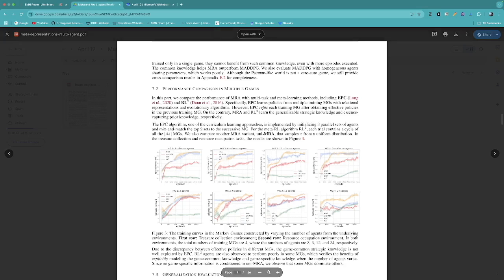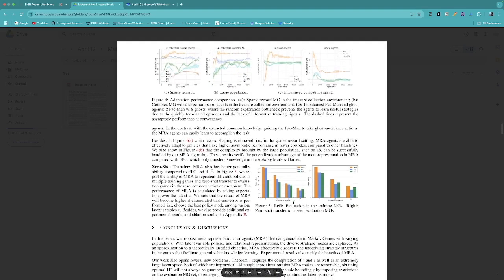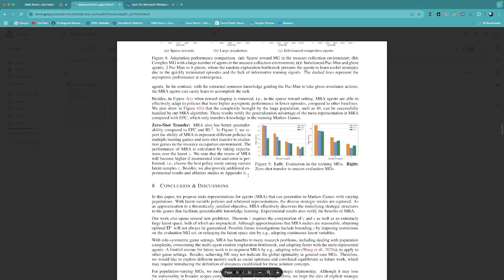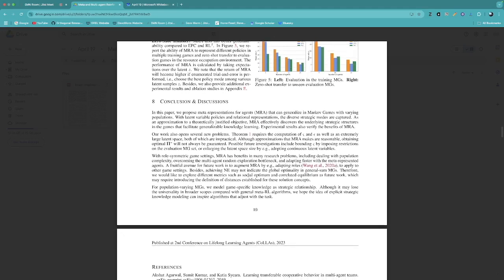So in this case, these are the training curves in figure 3 of Markov games constructed by varying the number of agents from the underlying environments. So we have these different games, and we have different numbers of agents. What we can see is that as we increase the number of agents, it changes our results. So our different algorithms change their performance by adding agents into the environment. And so they give some other graphs here. They evaluate zero-shot transfer, and then they have some conclusions.